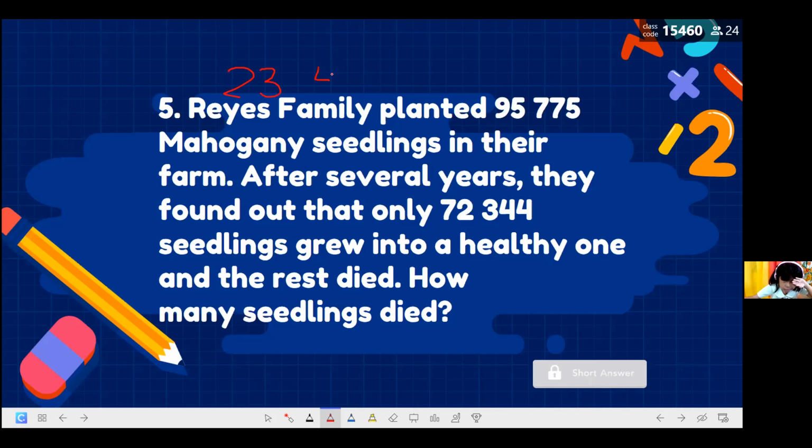Okay, very good. So we subtract 72,344 from 95,755. So that is 23,431. So these are the seedlings that died, a lot of it. Okay, very good. Thank you everyone for that. All of you answered correctly.